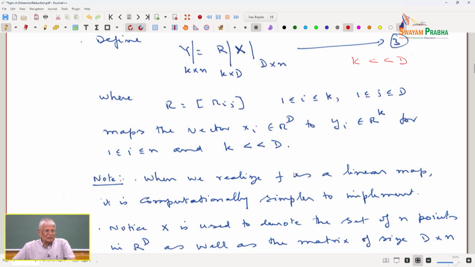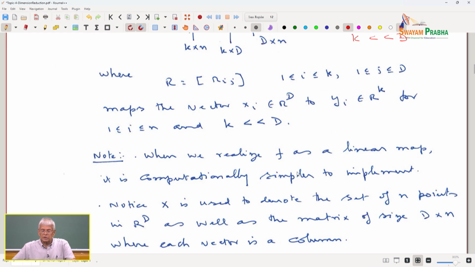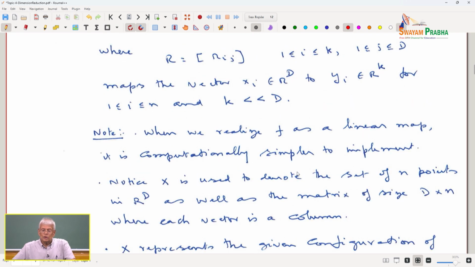The proof of near isometry relies heavily on the concentration of probability measures. And to that end, we will also use the Chernoff bound. So it's a direct use of the Chernoff bound to get tail probability bounds. And this is a much more direct method. So R is R_ij, i running from 1 to K, j running from 1 to D, maps the vector x_i in R^D to y_i in R^K, where K is much less than D.